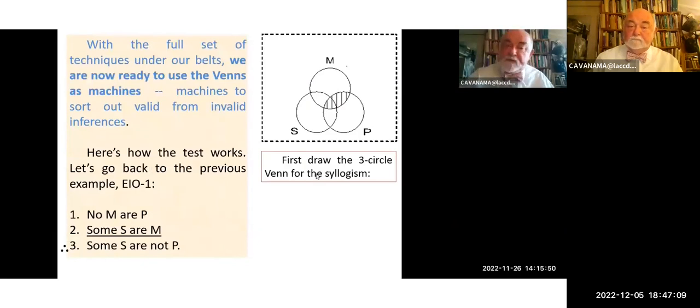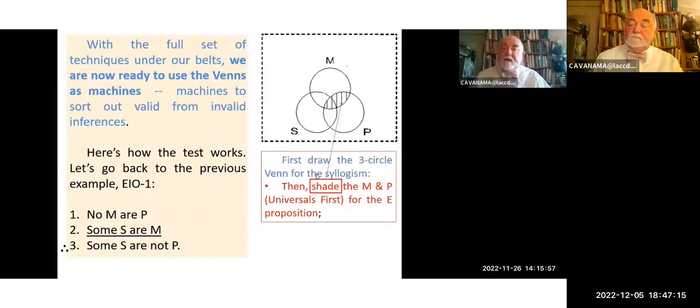First thing you do is draw the three-circle Venn diagram for the syllogism, and then shade the M and P universal first, not a choice in this case, for that E proposition. There's the shade in that lozenge. It represents the intersection of the M and P circles. The shade, of course, tells us that's empty. It tells us no M are P, or no P are M also.